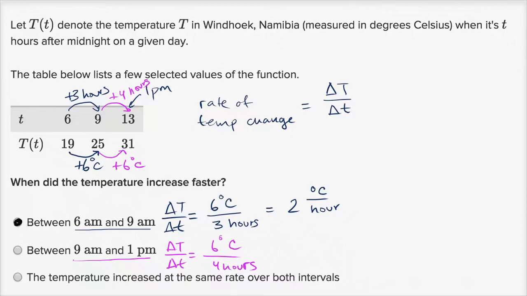But just to make the comparison a little bit clearer, let's actually just do the math here. 6 divided by 4, well, that's going to be 1.5 in degrees Celsius per hour. And here you can make the direct comparison. 2 degrees Celsius per hour is faster than 1.5 degrees Celsius per hour. So that's why we liked this choice up here.